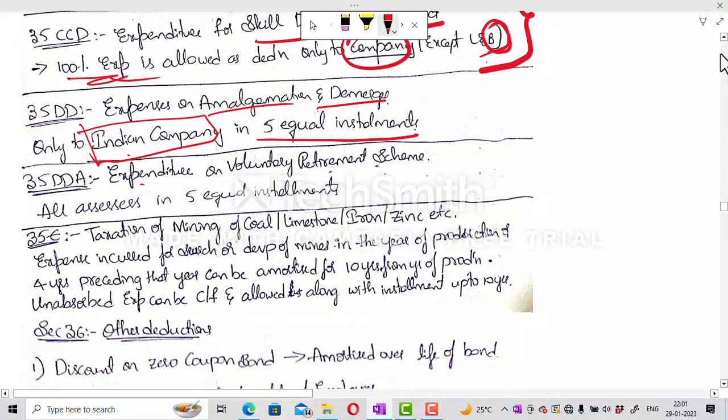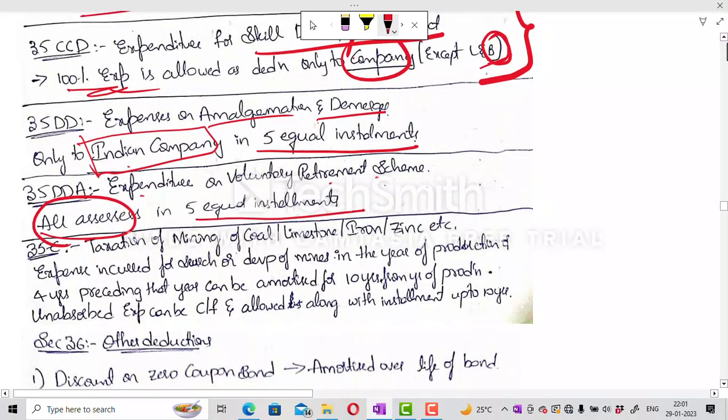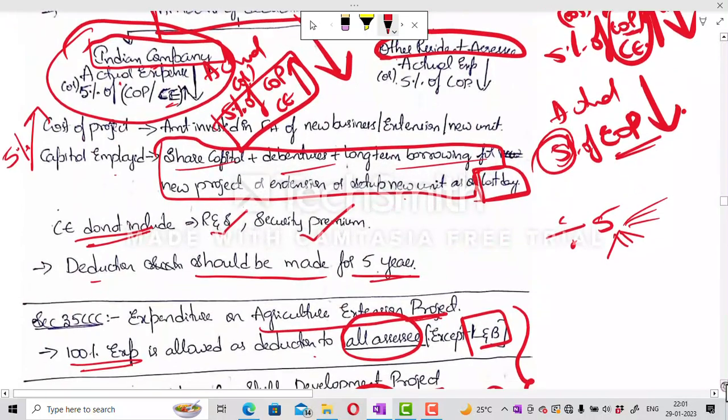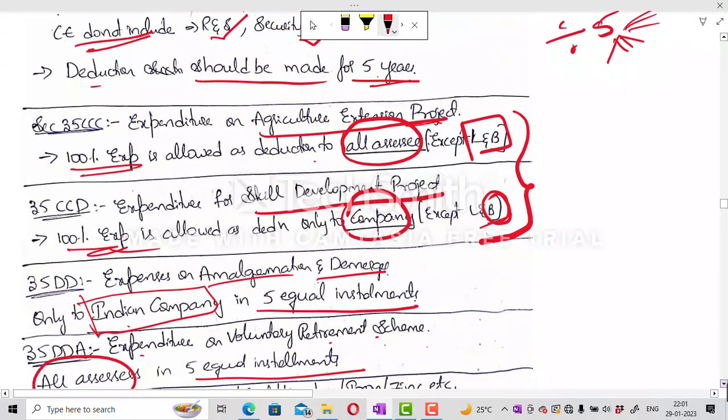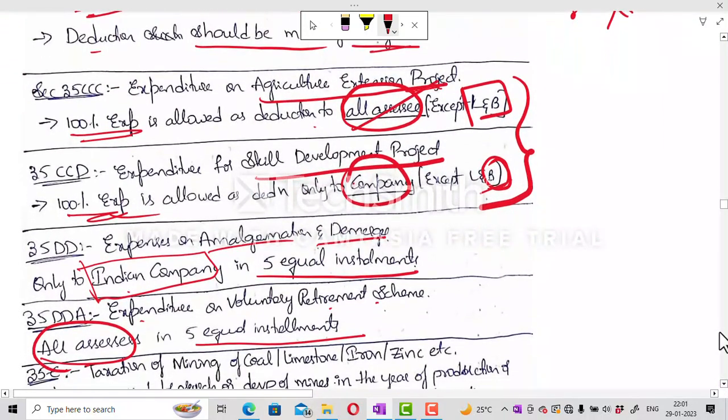Expenditure on voluntary retirement scheme. This is available to all the assessees in 5 equal installments. See, agriculture extension project is for all assessees, and voluntary retirement scheme is for all assessees. Skill development is for companies. Amalgamation demerger is for Indian companies.